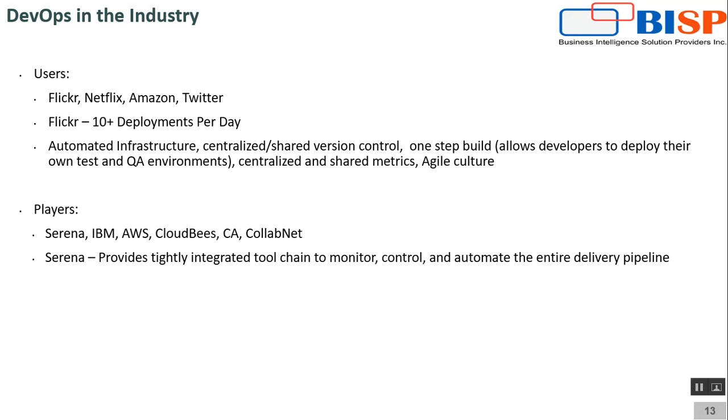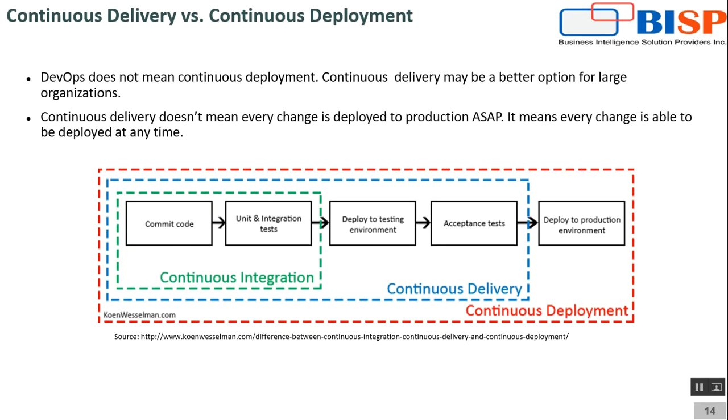Some organizations, like AWS, CA, and CloudBees, provide DevOps tools. Other companies like Amazon, Flickr, Netflix, Twitter, even Pokemon Go, or startup applications like this, implement DevOps in their day-to-day activities. We have features like continuous delivery, continuous deployment, and continuous integration in the DevOps space, which help us achieve production deployment on a daily basis, or even multiple times a day.